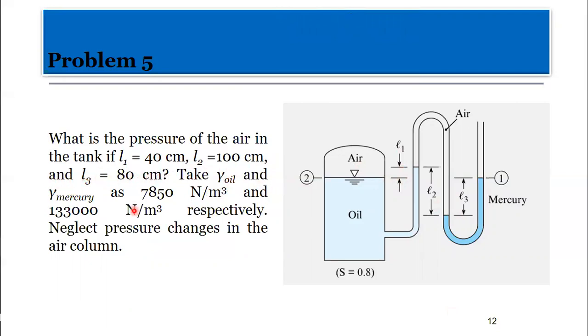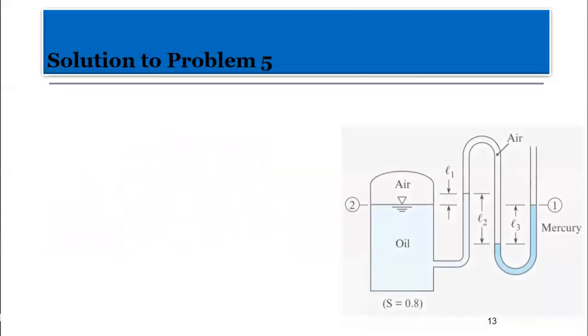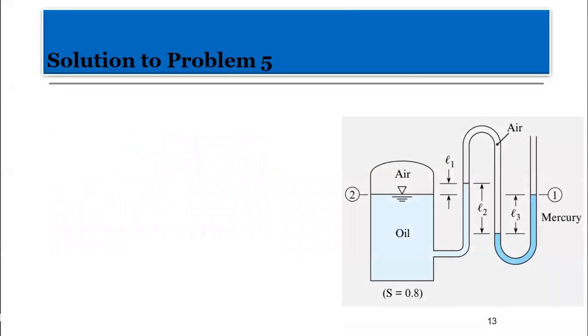Take gamma of oil and gamma of mercury as 7,850 Newton per cubic meter and 133,000 Newton per cubic meter, respectively. We are to neglect pressure changes in the air column. Here we are now moving. All right, so let's see the next part. To solve this, let's consider the diagram again.